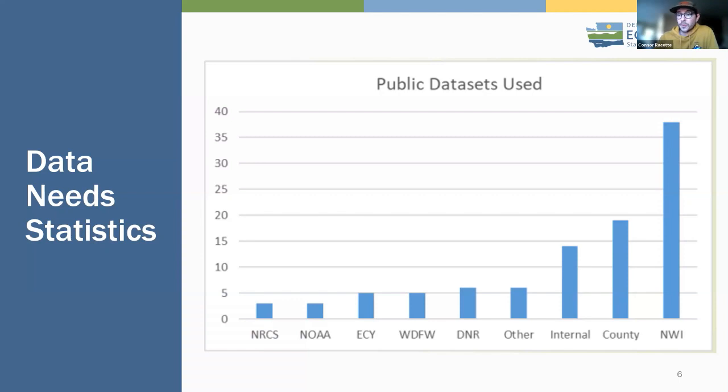Other data sets of note mentioned as being used were the Department of Natural Resources streams data and wetlands of high conservation value data, the Washington Department of Fish and Wildlife priority habitat and species data, Ecology modeled wetlands and coastal atlas resources, the National Oceanic and Atmospheric Administration's Coastal Change Analysis Program, that's their CCAP land cover data, and the Natural Resources Conservation Service Soil Survey, the gSSURGO data.